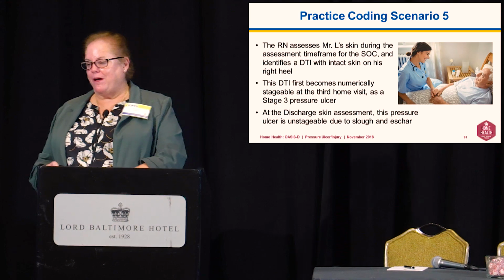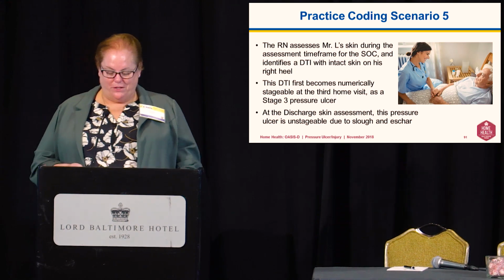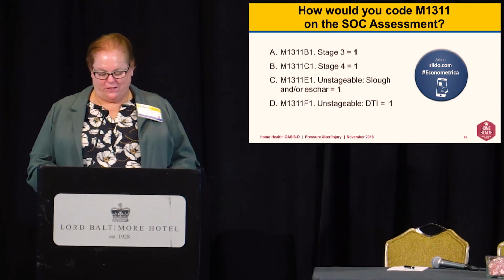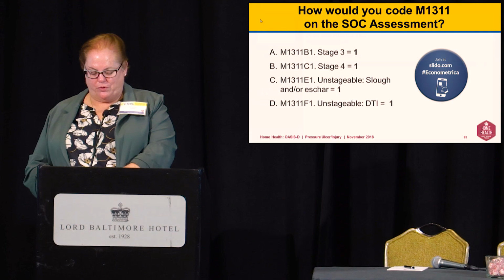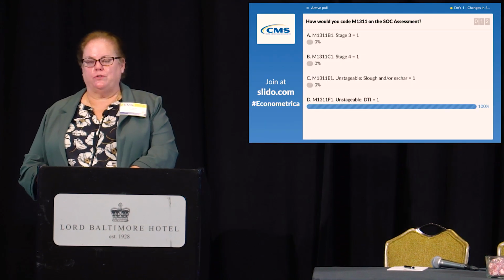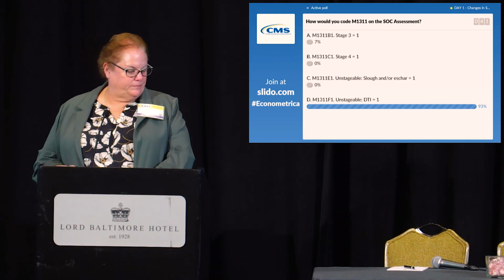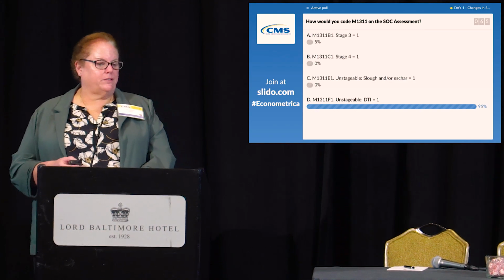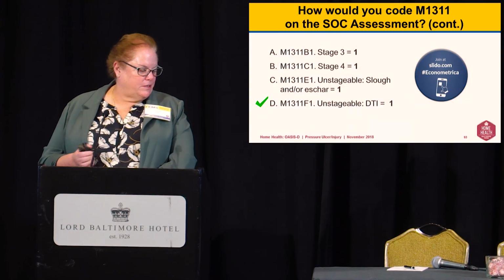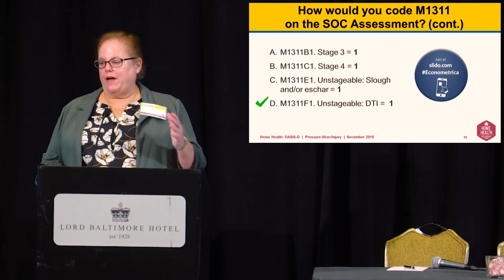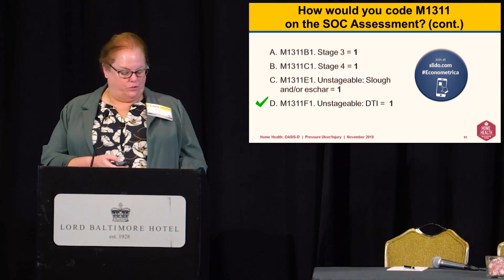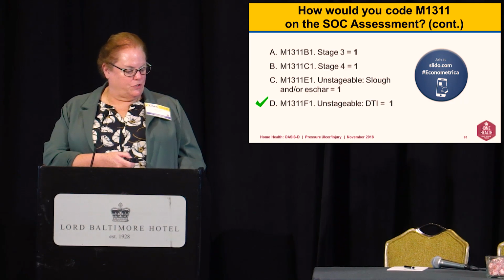Now, we've talked a lot about these, so let's see how we do now. How would you code M1311 at the start of care assessment? A stage 3, a stage 4, unstageable due to slough or eschar, or unstageable due to deep tissue injury? Okay, let's look at the answer. And the answer is unstageable deep tissue injury, because in fact that's what they said, right? On the start of care, the patient had a right heel that was unstageable due to a deep tissue injury.